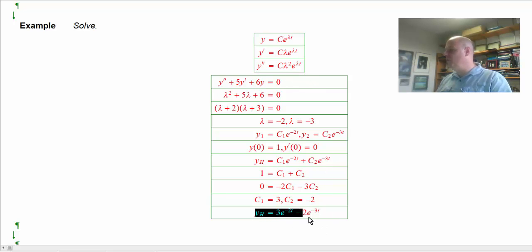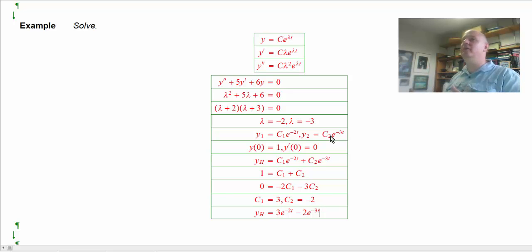As far as existence and uniqueness, well, existence, there it is. Uniqueness, I only had one choice for the C's. And I had two choices for the lambda, but I had to add them together in order to get the two C's in order to satisfy the two initial conditions.